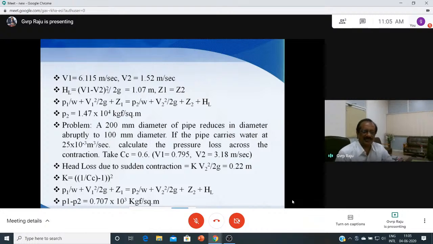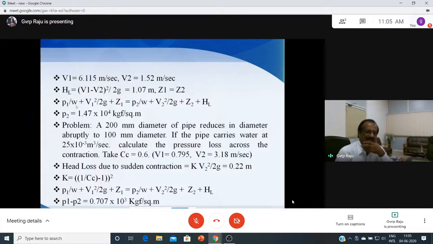So HL is equal to (V1 minus V2) whole square by 2g, which is equal to (6.115 minus 1.52) whole square by 2g, which is equal to 1.07 meters. And because it is a horizontal pipe, you can take Z1 equal to Z2.